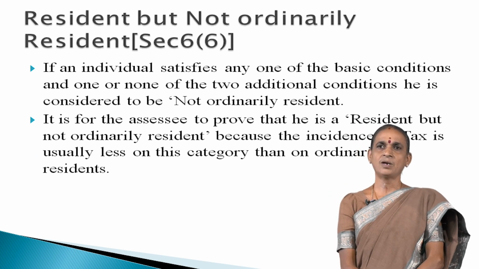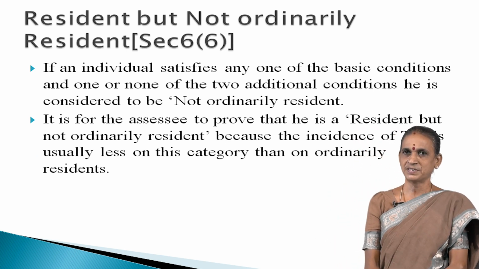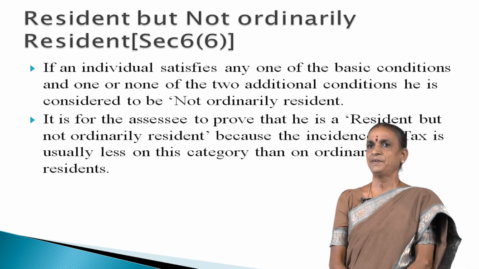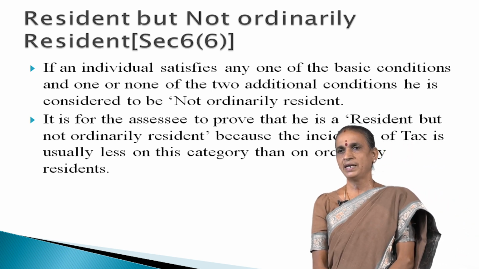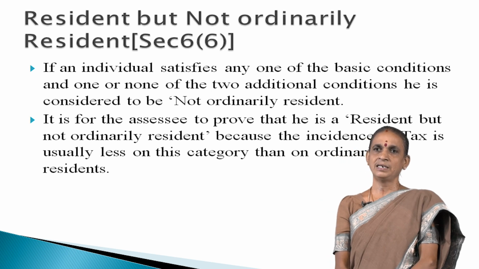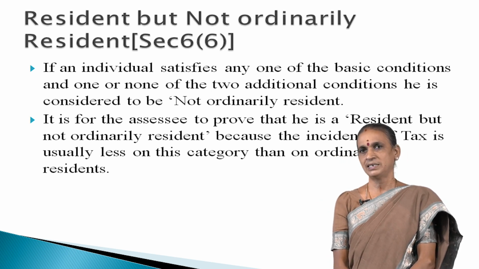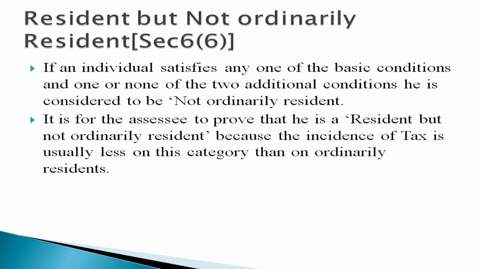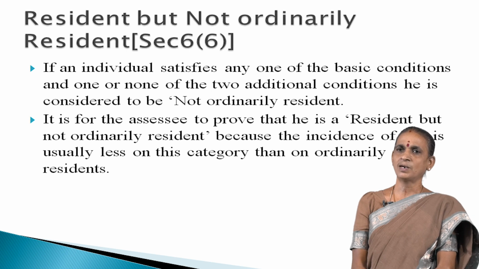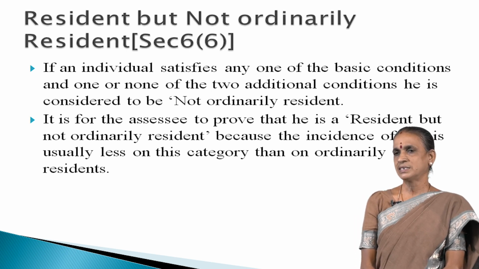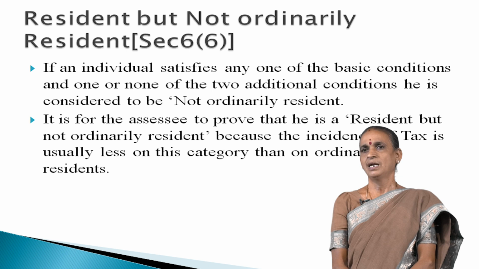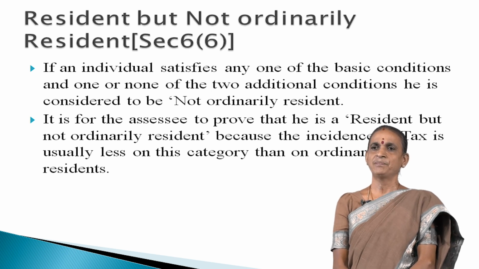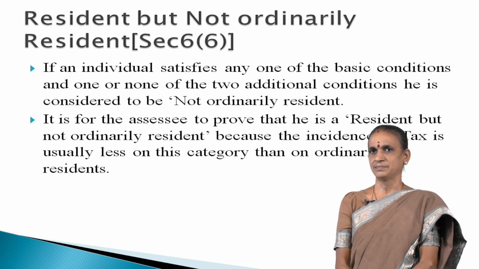Resident but not ordinarily resident. Section 6 of the IT Act. If an individual satisfies any one of the basic conditions and one or none of the two additional conditions, he is considered to be not ordinarily resident. It is for the assessee to prove that he is a resident but not ordinarily resident, because the incidence of tax usually lies on this category rather than on ordinarily resident.